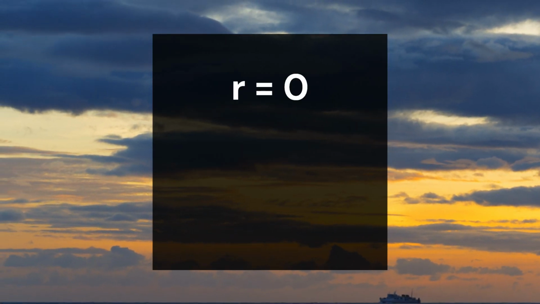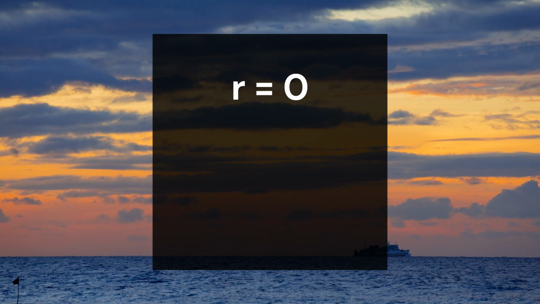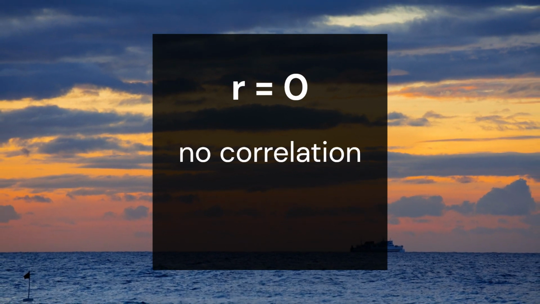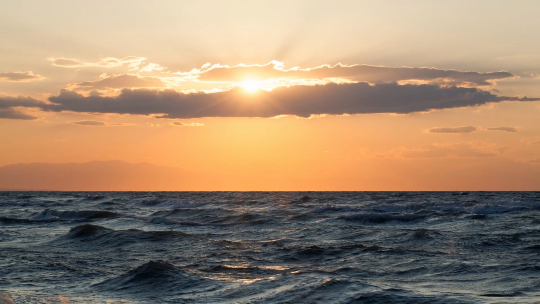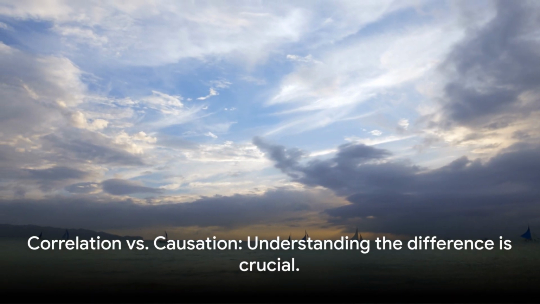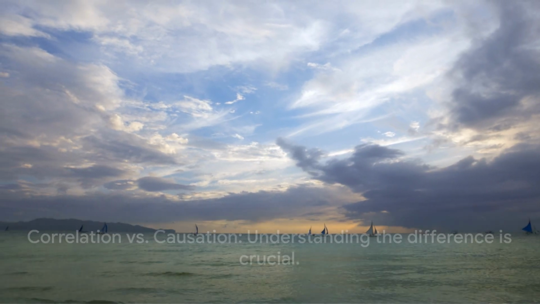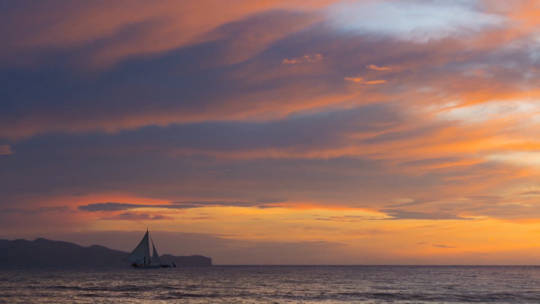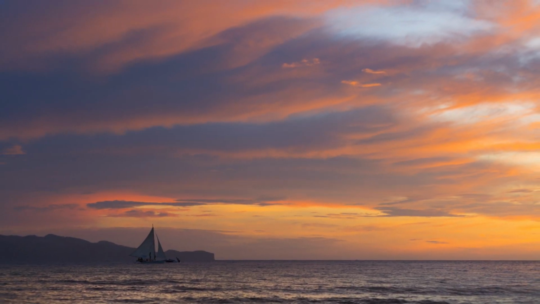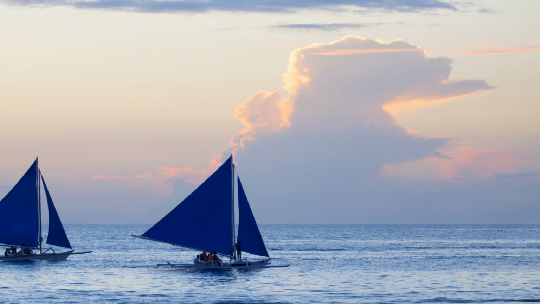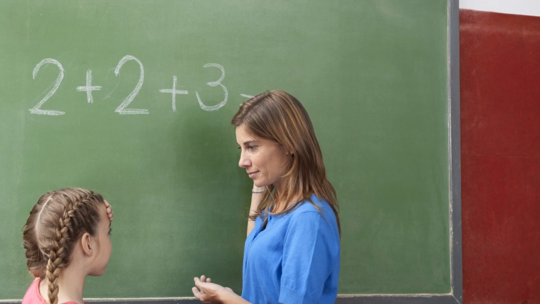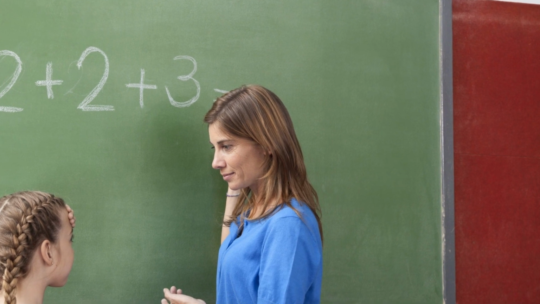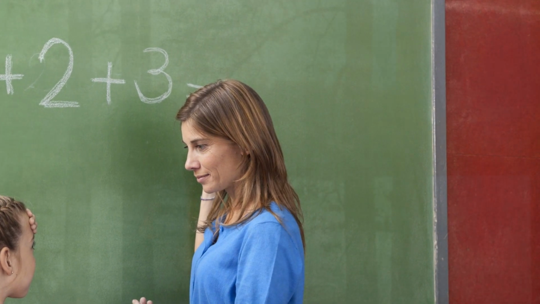And then, there's zero. A Pearson Correlation Coefficient of 0 signifies no correlation. The variables are like two ships passing in the night, completely unaware of each other's movements. But remember, correlation does not imply causation. Just because two variables move together, it doesn't mean one is causing the other to move. They could just be doing the same dance to the beat of a third, unseen drummer. Now that we know what R is, how about we learn how to calculate it?